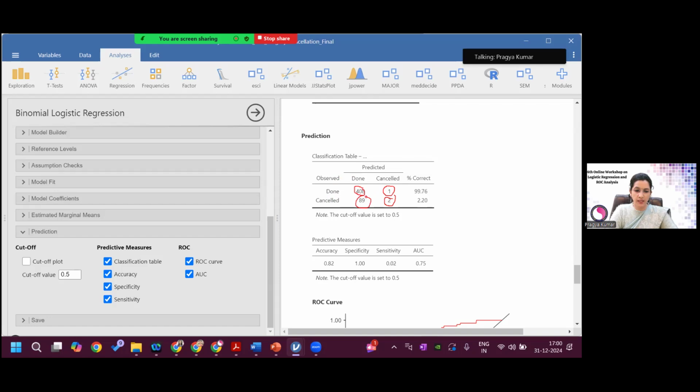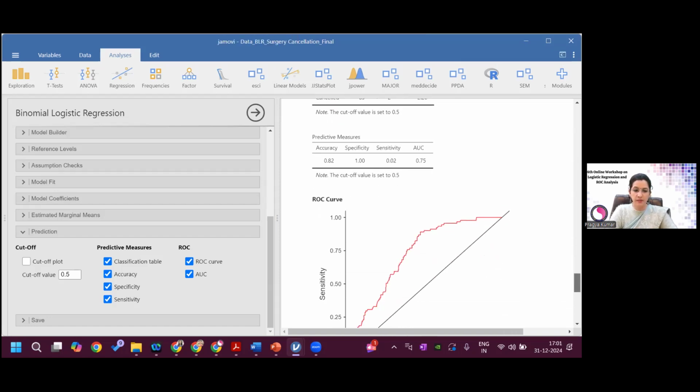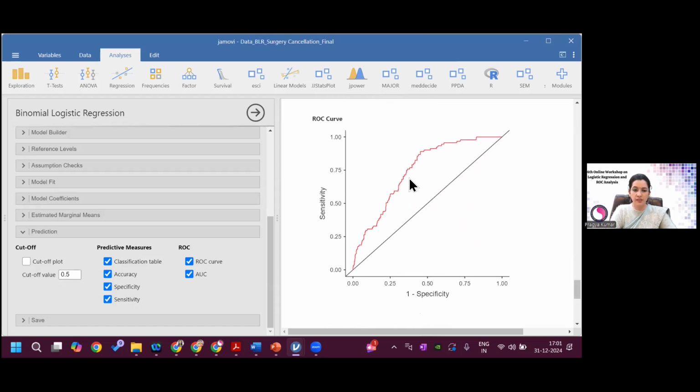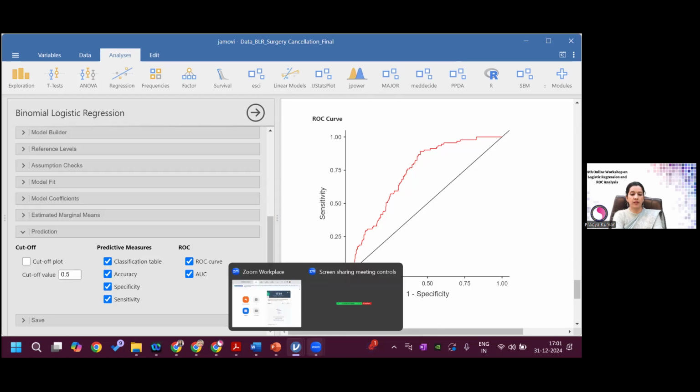So this is how I can again calculate all these sensitivity and specificity, and it again gives you the accuracy, and AUC of this measure is 0.75. That means it is having an acceptable level of discrimination, and you can see this is the ROC. So if you wish to give your result like this, you can again go for prediction, giving this predictive measure and ROC of your binary logistic regression.